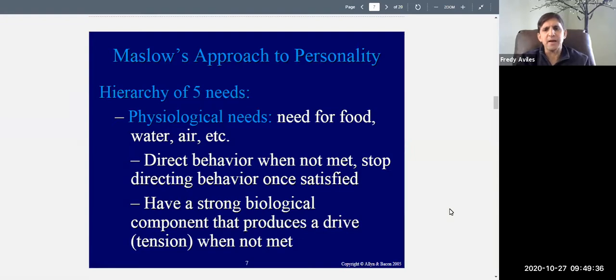That's just the way it is. The body needs those things. And if you don't get them, you're going to die pretty quickly. So physiological needs are at the bottom of the pyramid. It is the lowest need, but it's also the one that's most necessary for survival and therefore the strongest. These physiological needs will direct behavior when they're not met.